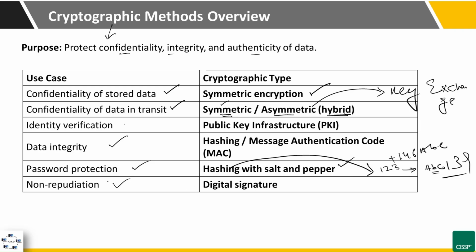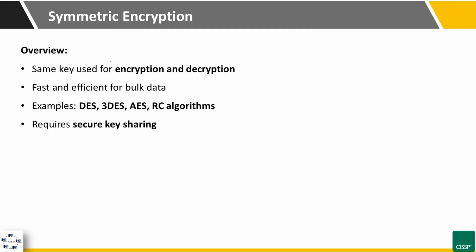Non-repudiation means that if a user or system performs a certain action, it should be made certain that they cannot later deny having performed the action, and it is done through digital signature. So now coming over to the different encryption algorithms. First one is symmetric. These slides are important.